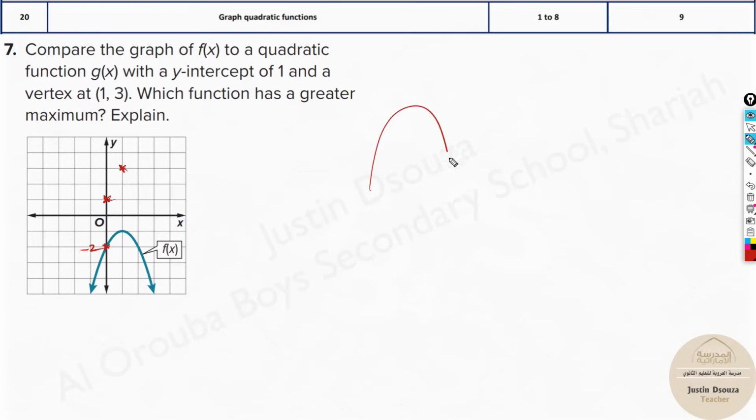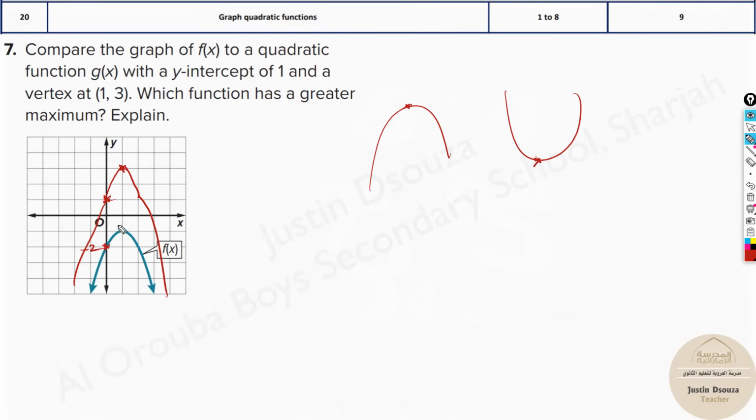Vertex is the turning point. Either this or this, it depends. If it's opening downwards, it will be maximum. Upwards, it will be minimum. Now, can you look over here? It has a point here. So it should be something like this, right? If you draw a smooth curve, it will go like this and it keeps on extending. Okay, that is not accurate, but something like this.